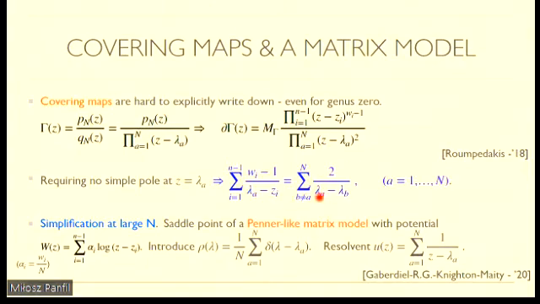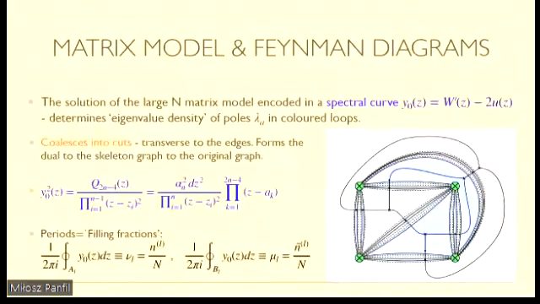As you can see, there are n equations for these lambdas, but there is actually a simplification we noticed at large n, because you can view these as saddle points of a Penner-like matrix model with logarithmic potential, and you can apply matrix model techniques to solve the theory. In particular, you introduce the so-called resolvent, which captures the density of these so-called eigenvalues, which are really the poles that we are after, the poles of the covering map. And so then you churn through the matrix model machinery.